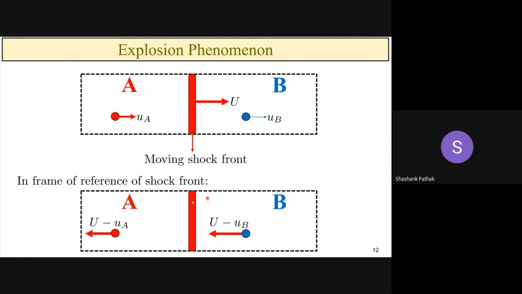So these will be the velocity vectors, or you can say velocities of particles with reference to the moving shock front. Now your shock front is steady. So now it will look like a problem in which material is flowing from B to A, right?